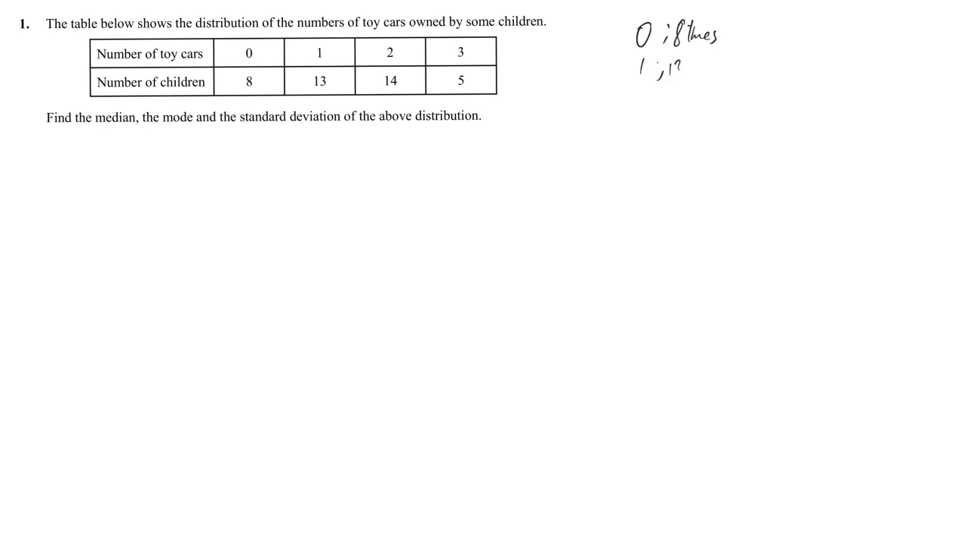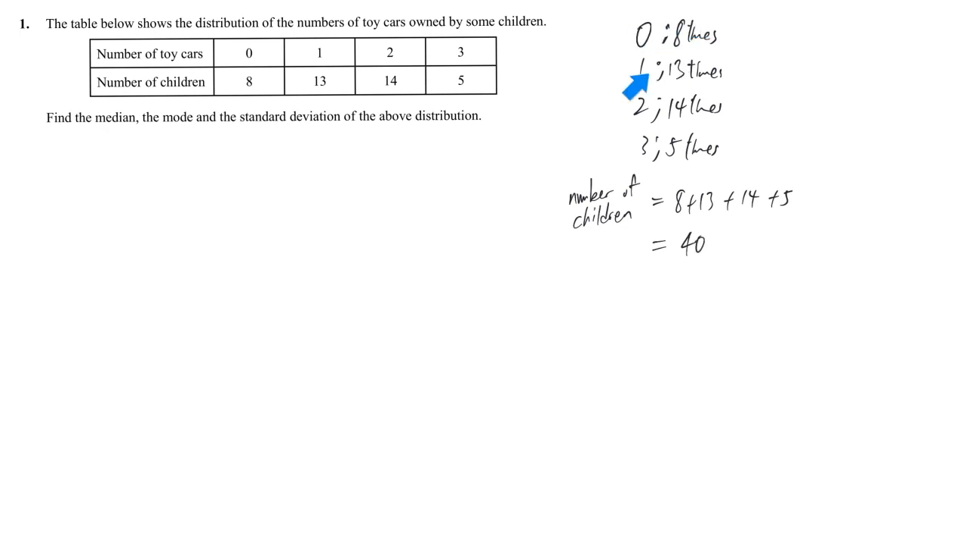1 appears 13 times. We use the semicolon here. It is the same symbol as the calculator. 2 appears 14 times. 3 appears 5 times. And the total number here means how many times it appears. And the total together means how many children altogether. So therefore the number of children is equal to 8 plus 13 plus 14 plus 5. We have 40 children here. 8 of them answered 0, 13 of them answered 1, 14 of them answered 2, 5 of them answered 3.